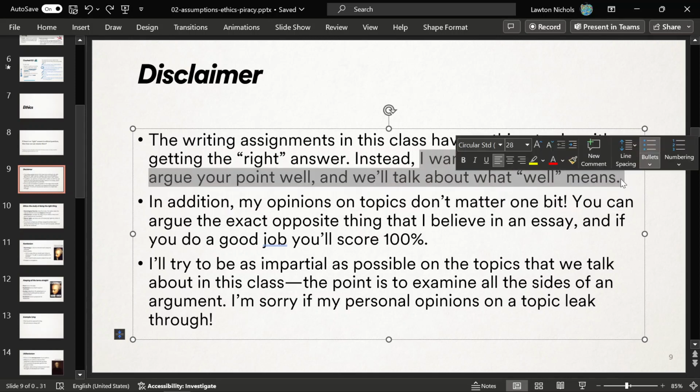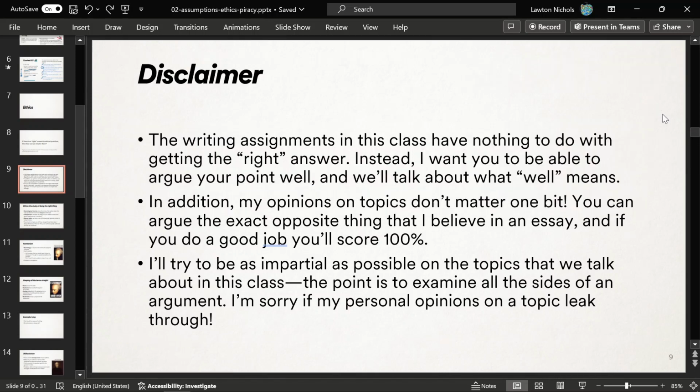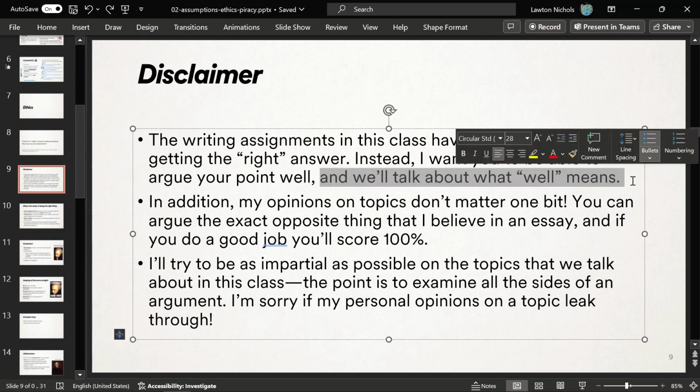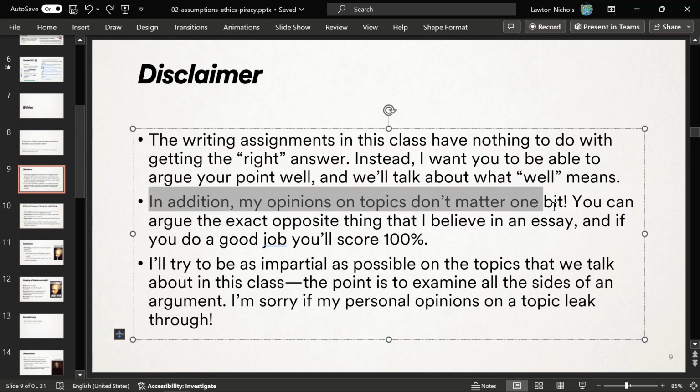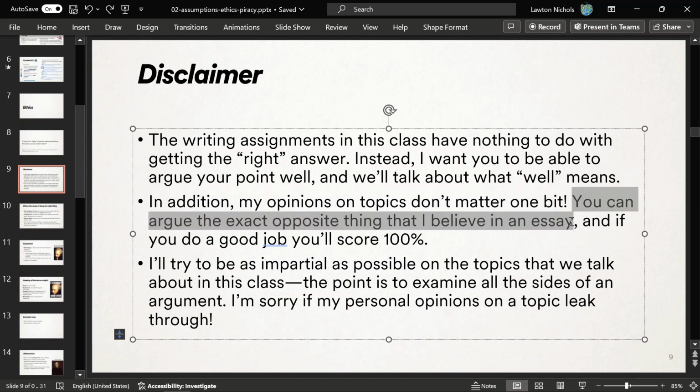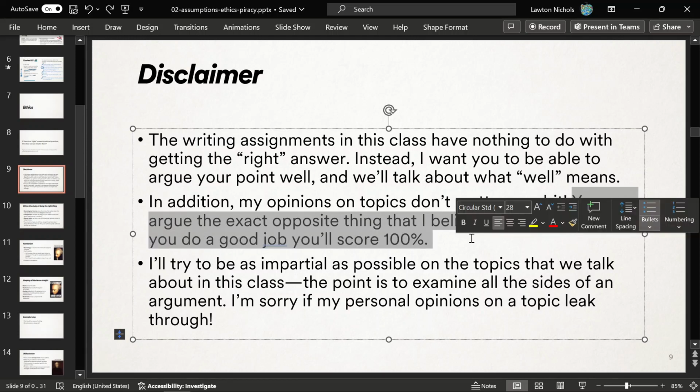Instead, I'm going to try to get you to be able to argue well. That's the whole point of critical thinking, right? And we'll talk about what it means to argue well. We're getting there. Assumptions is one thing. Also, like I said, my opinions on a topic don't matter at all. As long as you argue your point well, you can say exactly the opposite of what I believe, all right, in an essay, and I'll still give you 100% if you argue it well.